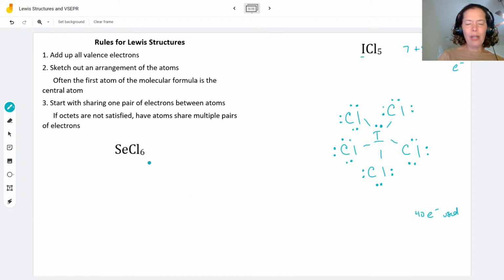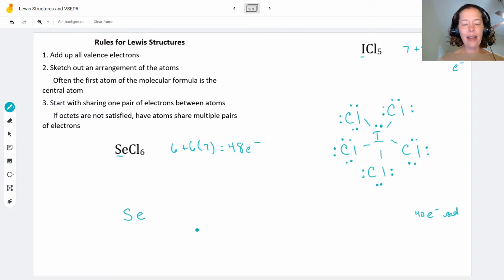Okay, so adding up valence electrons. So selenium 6. We've got 6 chlorines. Those each have 7. 48 valence electrons. That's a lot of electrons. Okay. Selenium is going to be central.